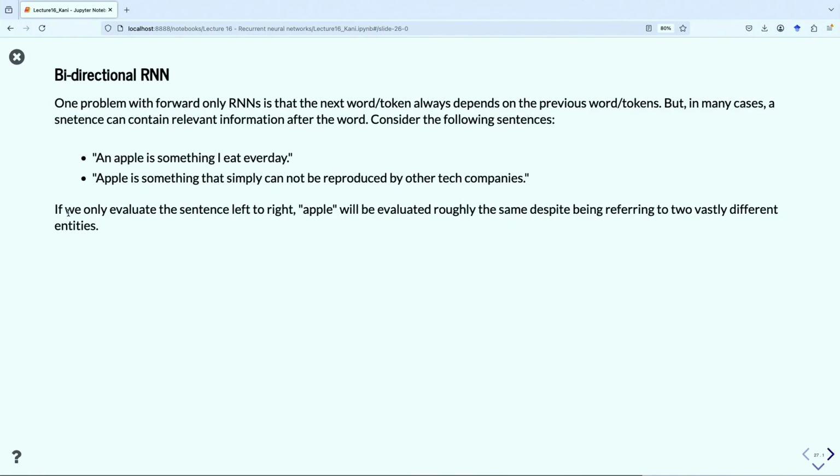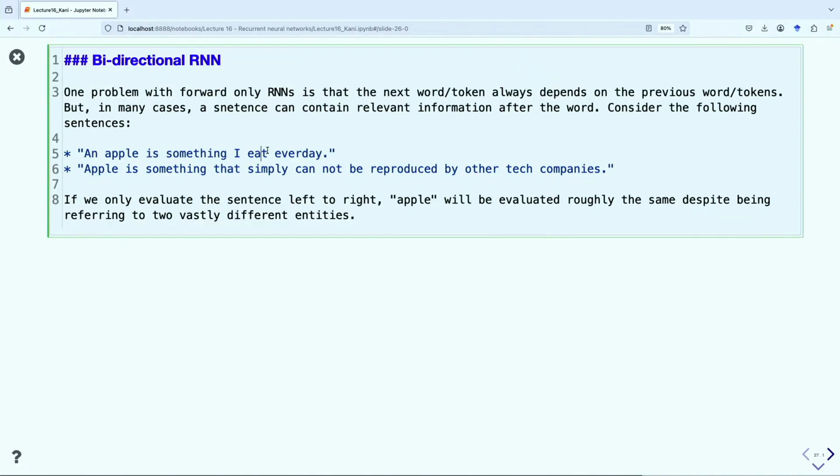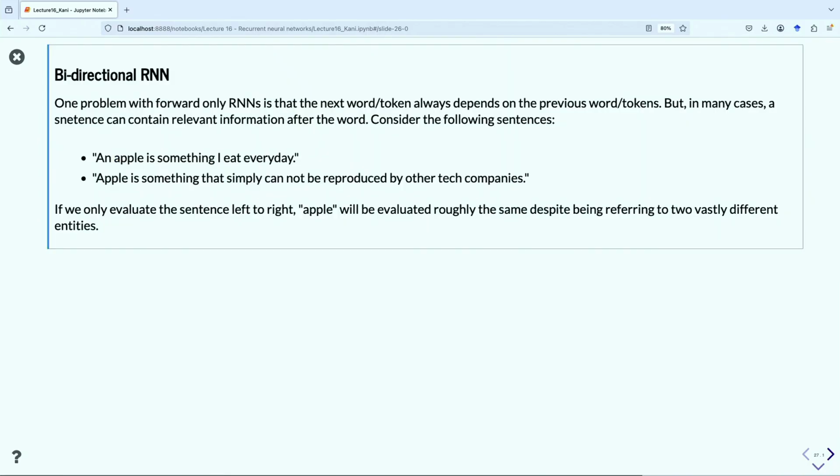Other aspects of other improvements you can make on the recurrent neural networks. First, spelling. Second, other aspects.